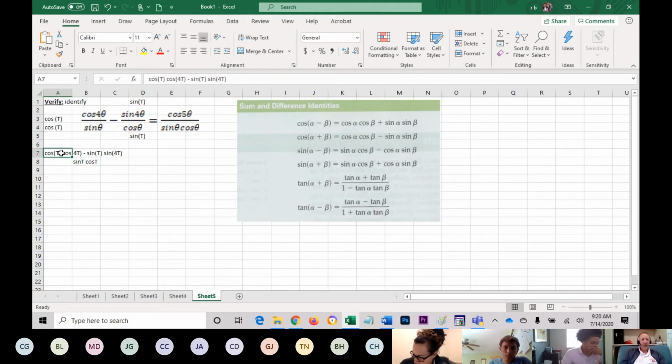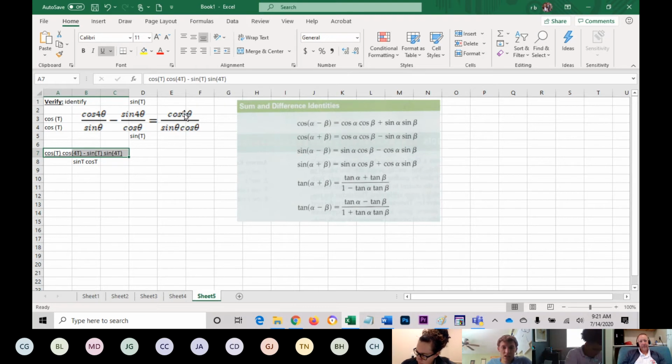So here's the cool thing. My denominator on the left side is now the same as the denominator on the right side. So at this point, all we have to prove is that whatever we've got here equals the cosine of 5 theta. Can we do that?